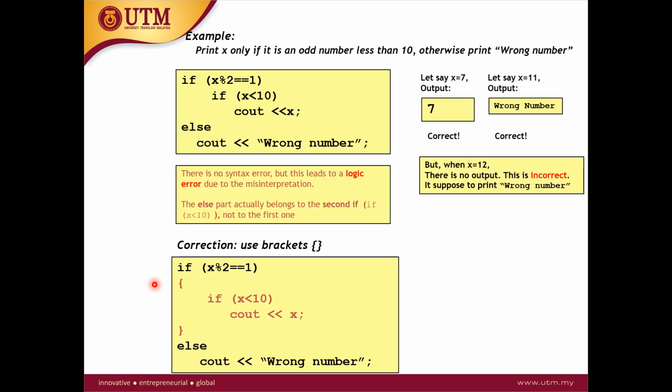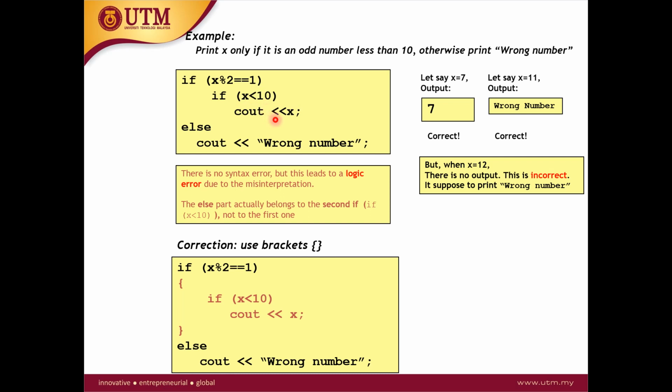And we say if x modulus 2 equals 1, if x is less than 10, cout x. The example says print only those numbers which are less than 10 and odd. For example, let's say x equals 7. So what is going to happen? x modulus 2 is going to be 1. That's true. It comes to this part. 7 is less than 10. Yes, it prints the number.